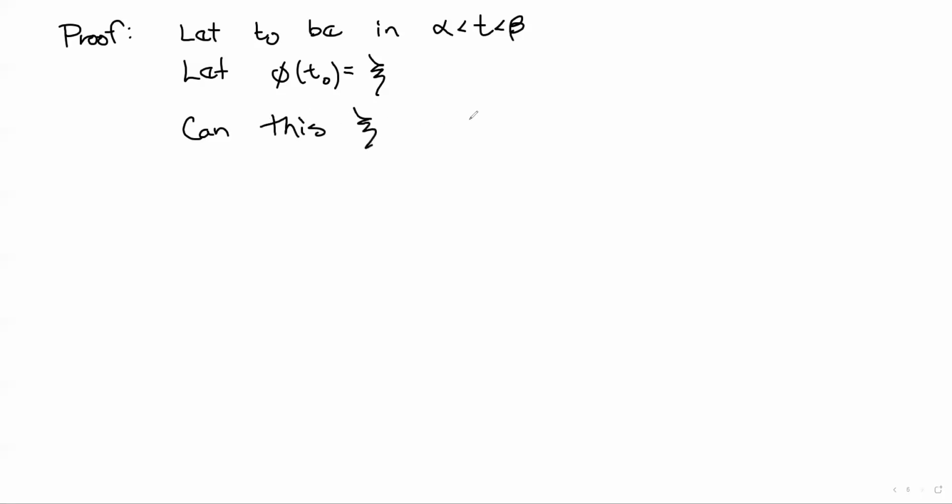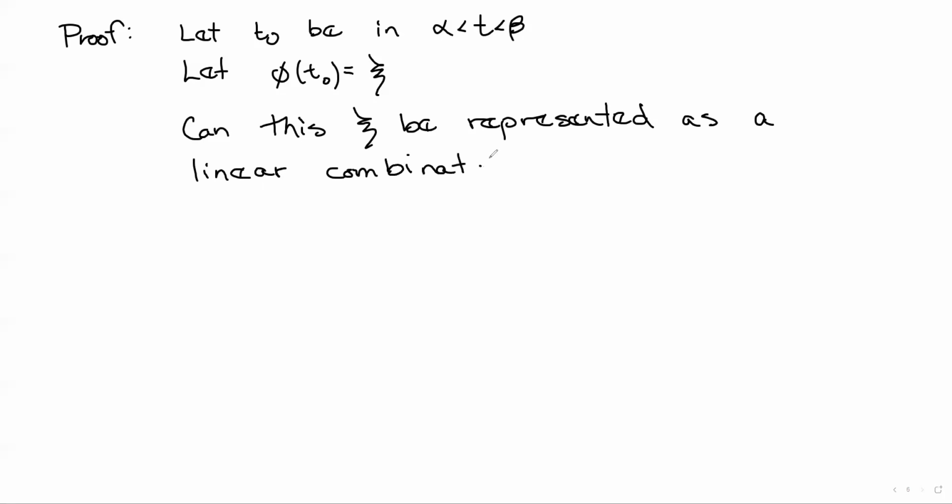can this something be represented as a linear combination of x1, x2, dot, dot, dot, through xn? Are we guaranteed to be able to find a linear combination of x1 through xn that gets us that generic solution that we just derived, by taking something in this interval and plugging it into our system of differential equations?